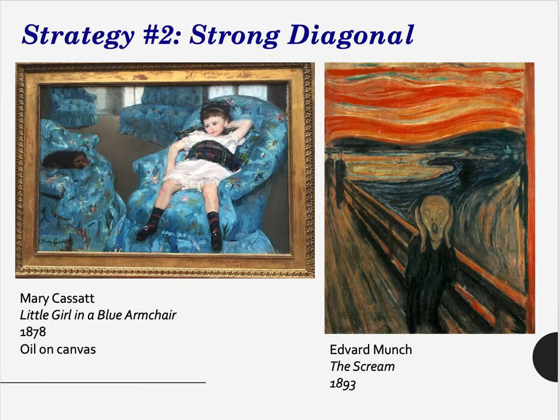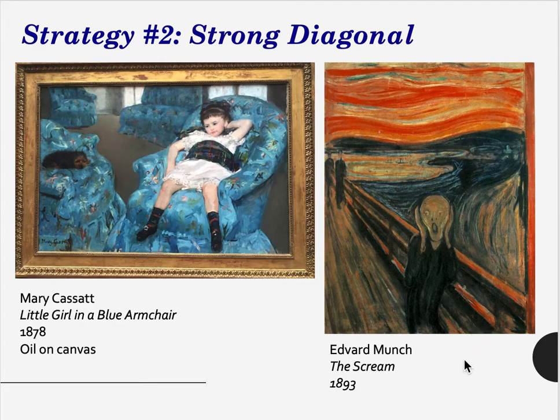The second strategy is having a strong diagonal. Instead of just having things lined up along a flat horizontal, and we can put a lot of adjectives on a horizontal line, looking at this saying, well, it's calm, it's straightforward. We can also say it's slightly static. It's not as dynamic or interesting. So a strong diagonal can help add interest and take a work from being good to great.